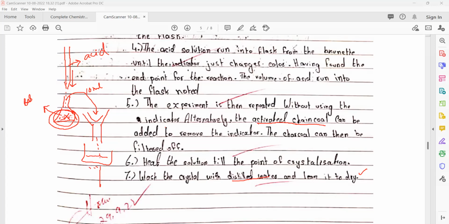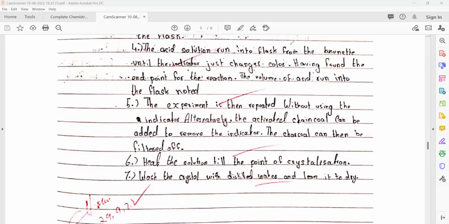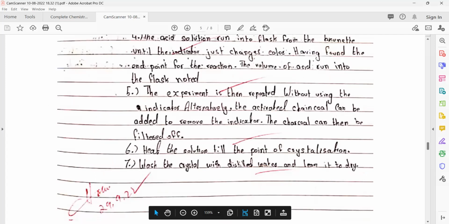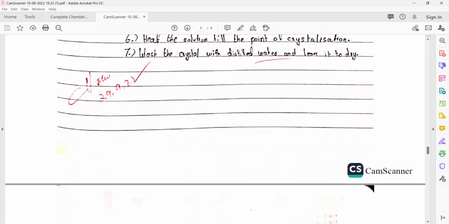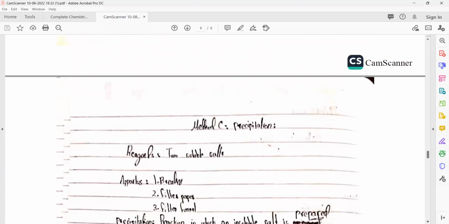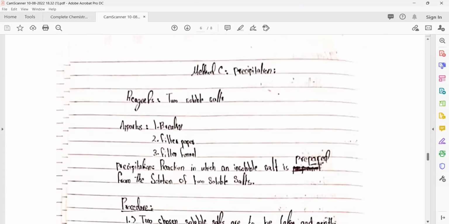Teacher, where does the charcoal come from? You buy it from the market and you use it. Why? To change the color or absorb all the indicator from the solution. Yes, take out the indicator, because you added the indicator to the solution, but you want only the salt, you don't want the indicator in it. So how can you get the indicator out? It tells you to add activated charcoal. This is activated charcoal only.